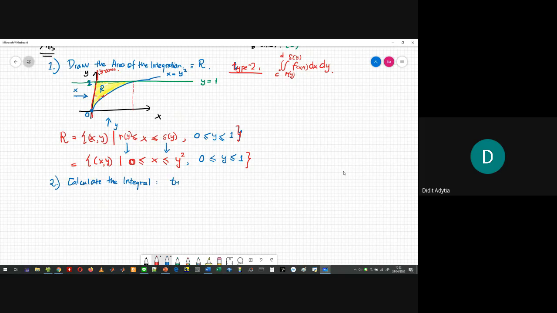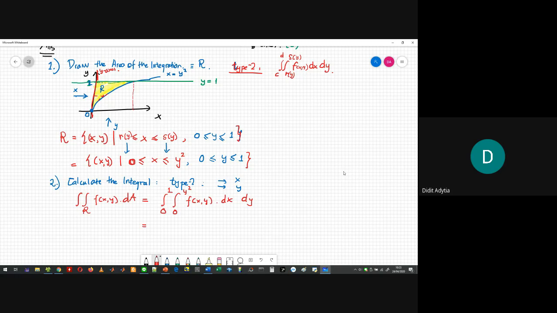Okay. We use type 2. Okay, type 2 itu adalah yang pertama di dalam X, kemudian baru Y. And then, okay, I will use red. This is what we did actually. This is fxy dA with respect to R, and then we calculate in two ways, which is fx comma y dx dy. And x is between 0 up to y square. And then y itself is from 0 to 1.